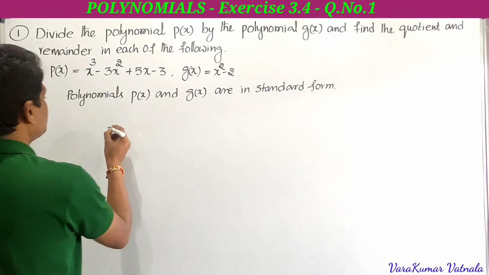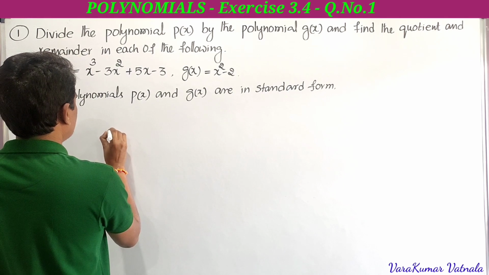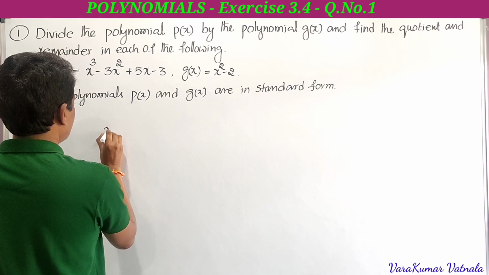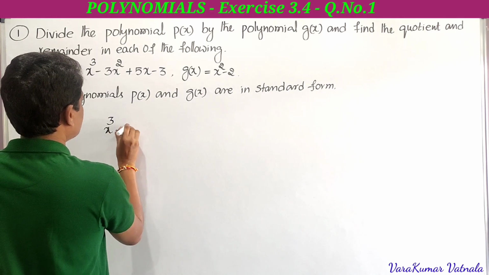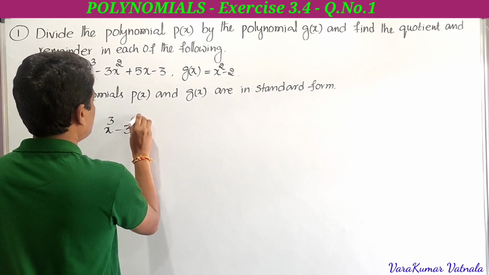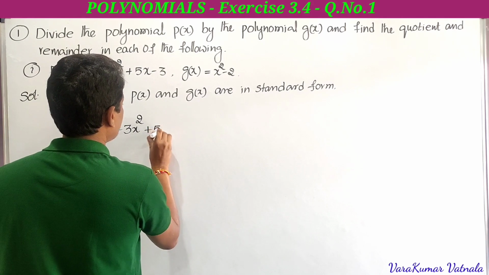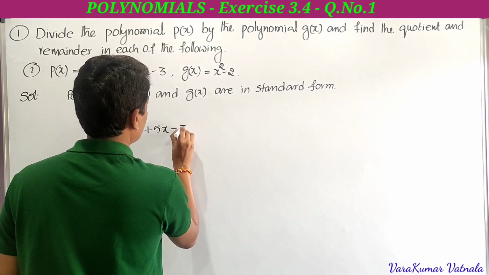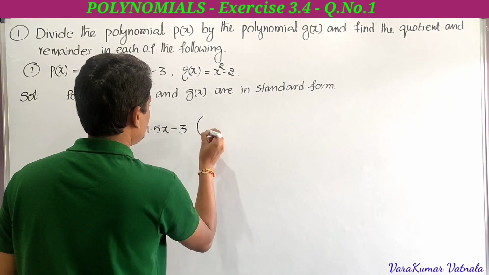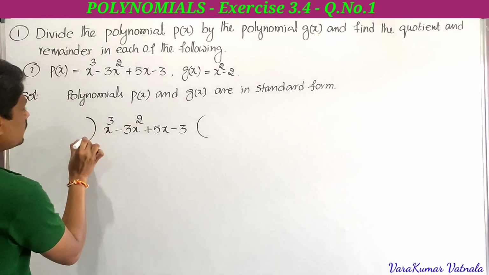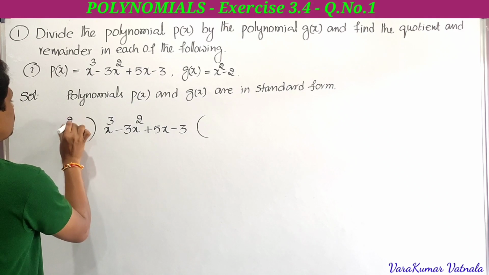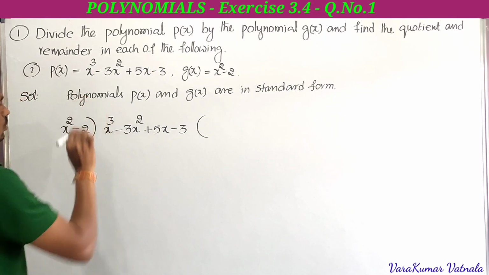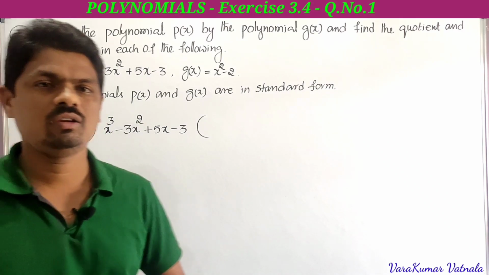So here p of x is x cube minus 3x square plus 5x minus 3. I am writing p of x as the dividend. This is the dividend. We have to divide it by g of x. This is the divisor, x square minus 2. So now see here how we can divide.